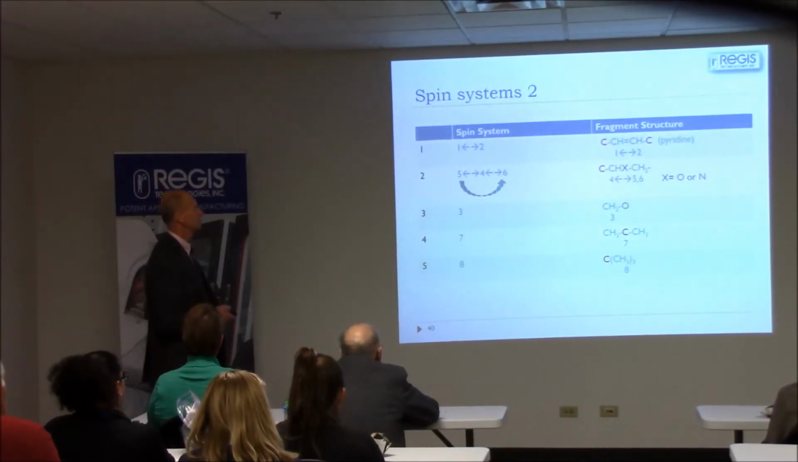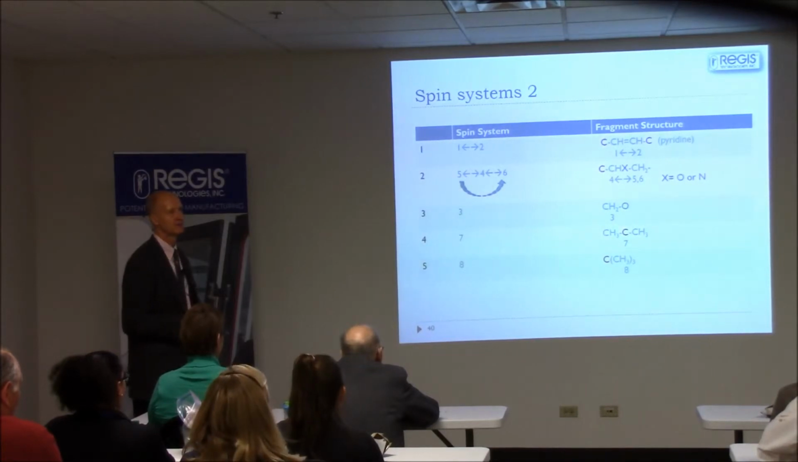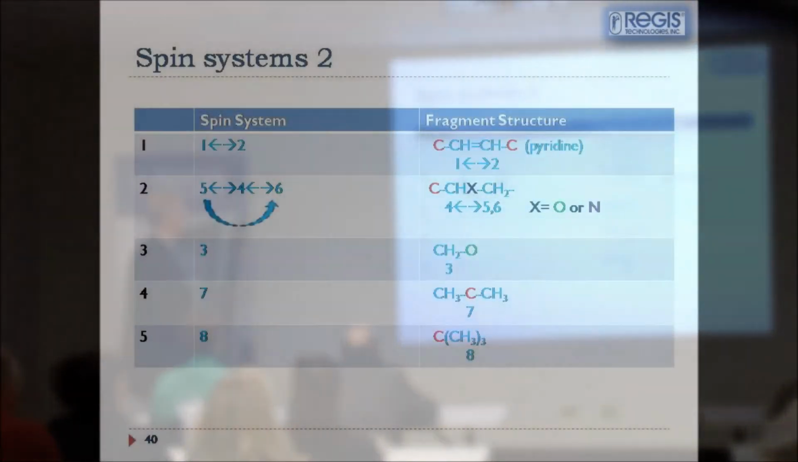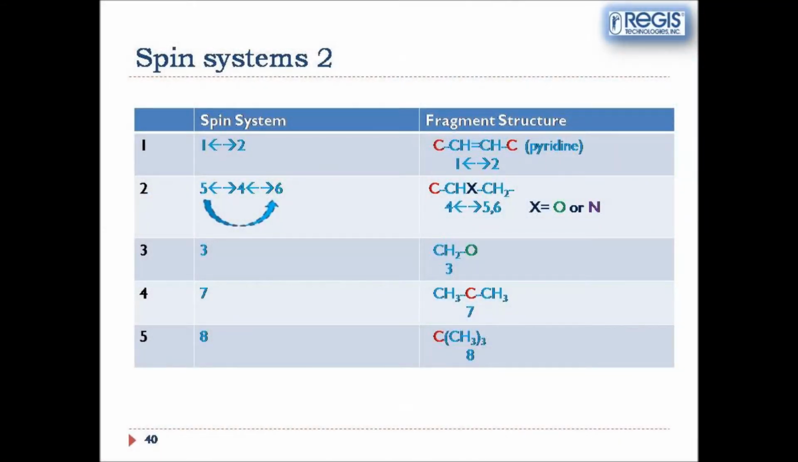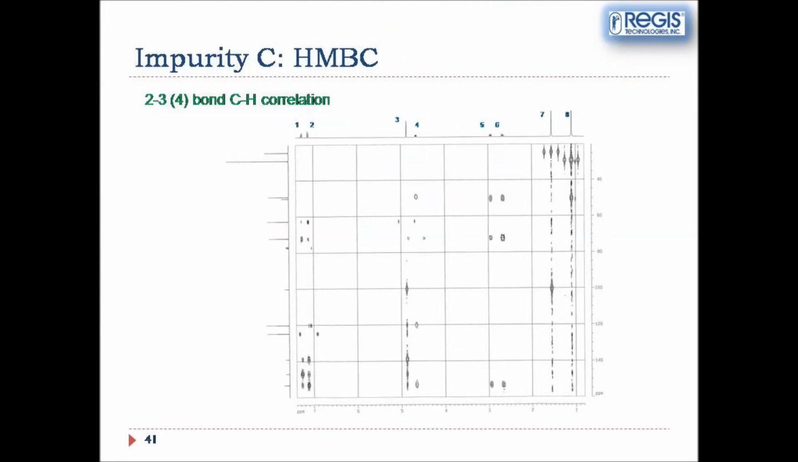Now we'll start adding quaternary atoms and also heteroatoms, which is either oxygen or nitrogen, because we have some open valences on our fragments which need to be saturated. So our spin system table is now expanded, and we have several other fragments which actually represent the bits and pieces of this molecule. So now in order to connect those bits and pieces, we have to analyze HMBC spectrum.